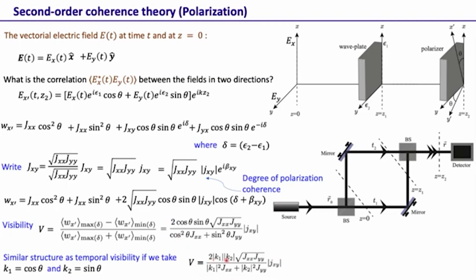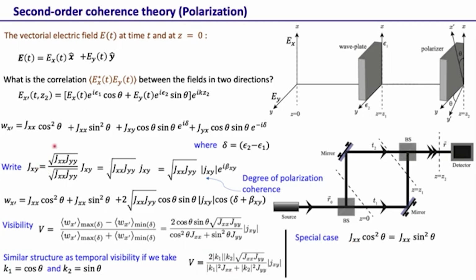So there we had 2 k1 k2, the intensity in the x direction, intensity in the y direction. So if we recognize that k1 is cosine theta and k2 is sin theta, then we can write this in terms of k1 and k2. It will look like this, and this structure is the same as we saw in the case of temporal visibility. Okay, so this is the visibility for polarization interference.